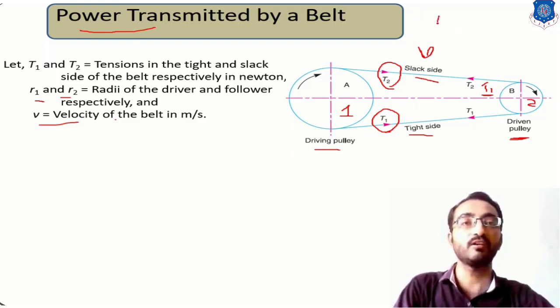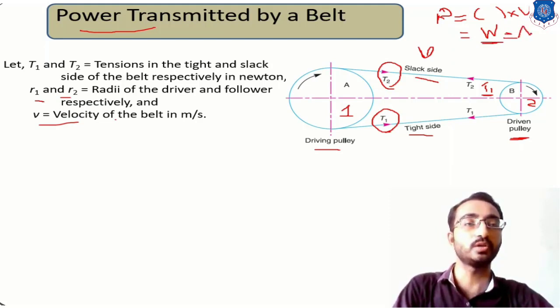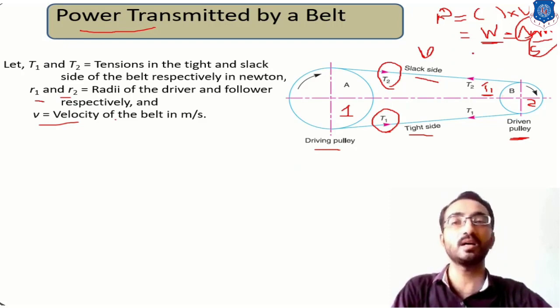Because the basic equation of power is the force applied on an object multiplied by the velocity. The unit of power is watt, or it can be written as Newton into meter per second. So the amount of force into the velocity with which the component is rotating will give us the amount of power.